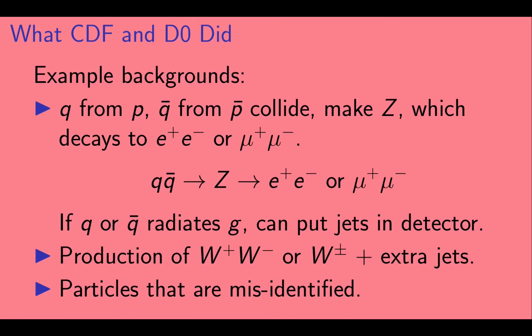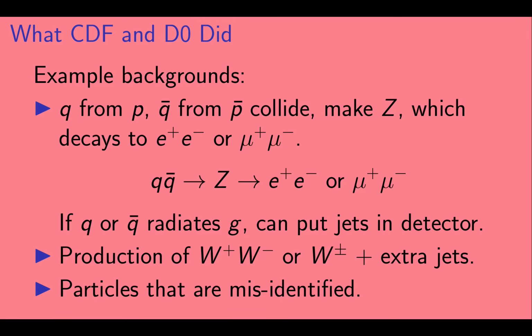Let's look at some example backgrounds to top-antitop production. We could have a quark from a proton collide with an anti-quark from the antiproton and make a Z. That Z could decay to an e plus e minus or a mu plus mu minus pair. And if the quark and/or antiquark radiates gluons, we can end up with a lepton pair and jets in the detector. This can start to look something like a top-antitop pair.